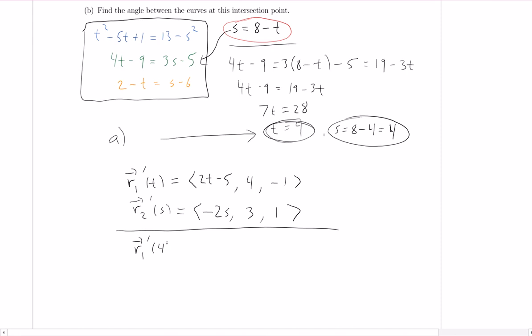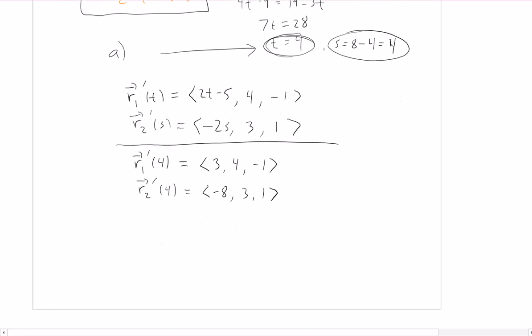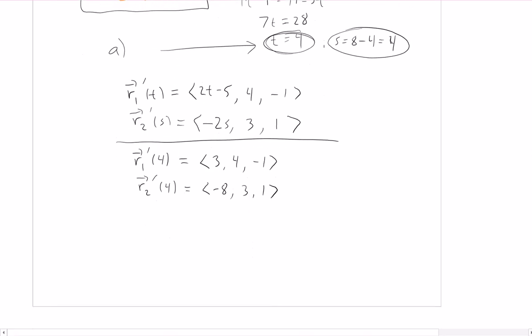So r1 prime of 4 is 2 times 4 is 8 minus 5 is 3, and then these are just constants, they don't involve t. And again, plug in s equals 4 in the second one. Minus 2 times 4 is minus 8, and then these are constants, they don't depend on s. So here are our two tangent vectors. Now finally we just need to find the angle between these two vectors, and that will be our answer.